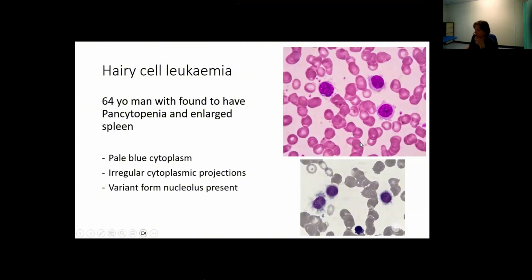It's a mature lymphocyte, and it often presents fairly indolently in the sense that they've been developing their enlarged spleen for some time. The cells classically have a pale blue cytoplasm. They have these irregular projections of the cytoplasm, and there are variations. So normally you have the nucleus in the middle, but you can get some variants which don't have so much in the way of projections, and the nucleus is very much to one side.